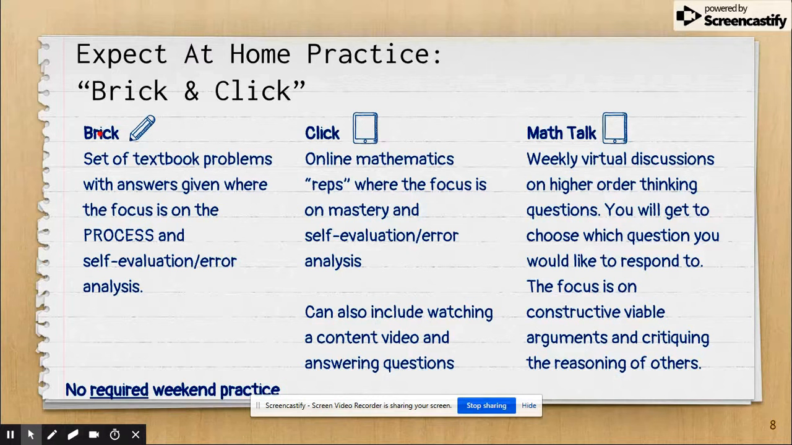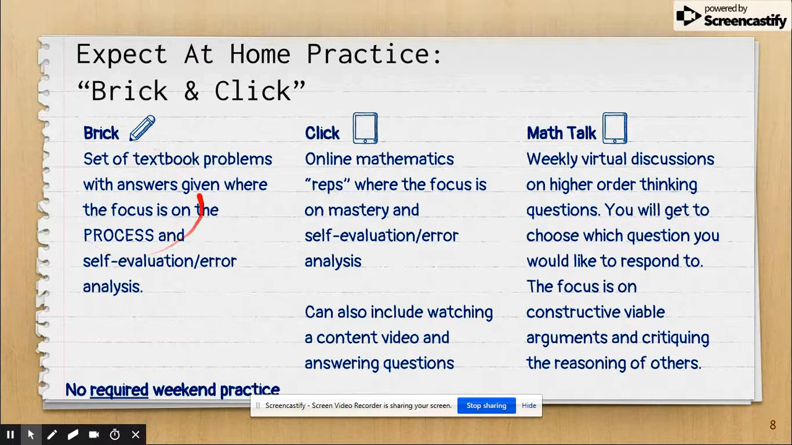Brick practice. The brick part of your at-home practice is usually a set of textbook problems where your answers are given, okay? And your job is to tell me the process. So it's kind of like I gave you the two cookies on the Oreo and you're filling it in with the white good stuff. Okay. Your focus is on the process. And in that process, you're also going to be evaluating yourself and analyzing any errors if you've made any.